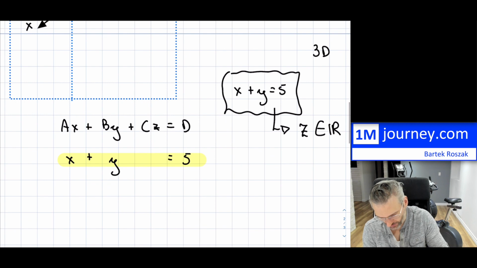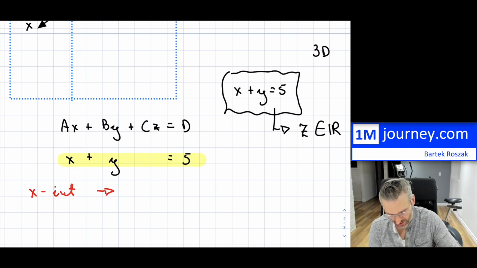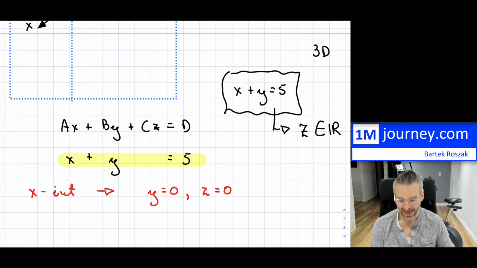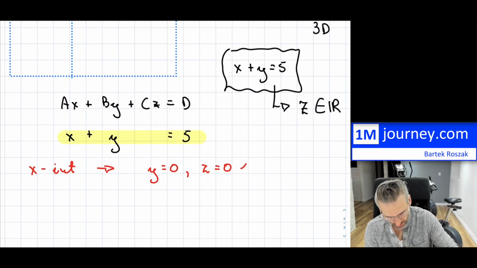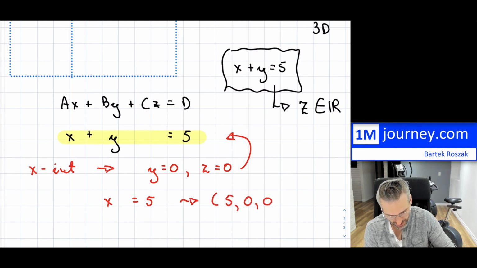To find, for example, the x-intercept, whenever we were doing lines in 2D, we would set y equal to 0. Because we're in 3 dimensions, we don't just set y equal to 0, but we also set z equal to 0. If I do this for this example, the y is 0, so this is just x equal to 5. So my intercept is the point (5, 0, 0).